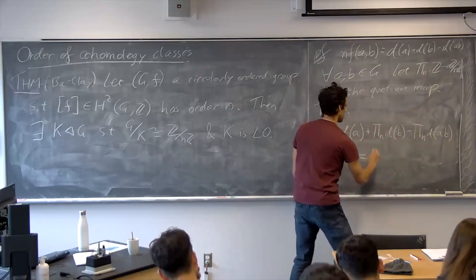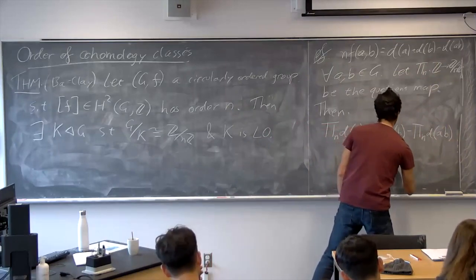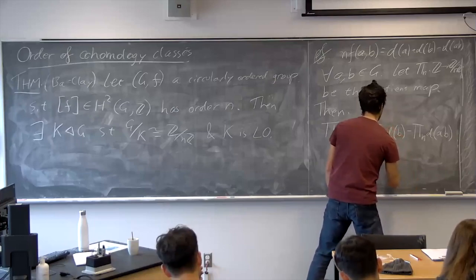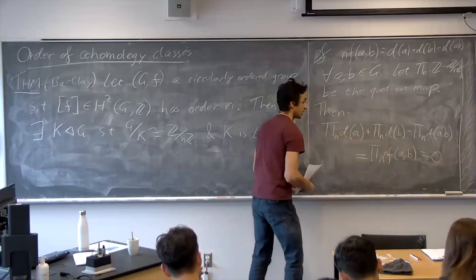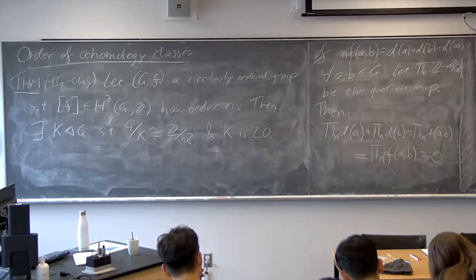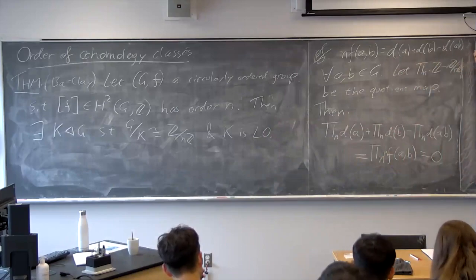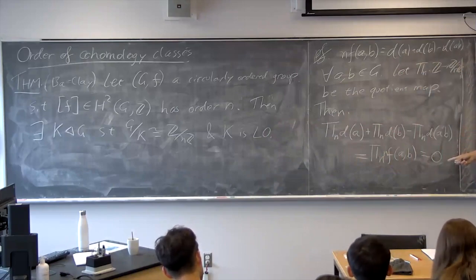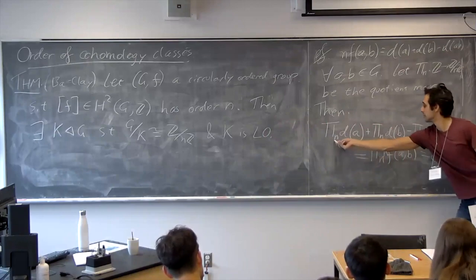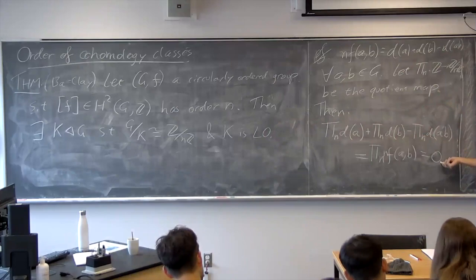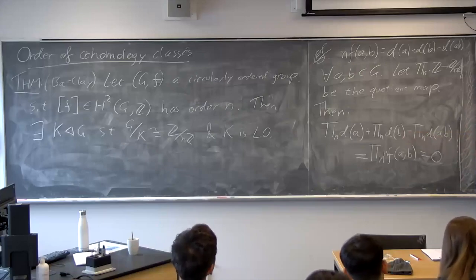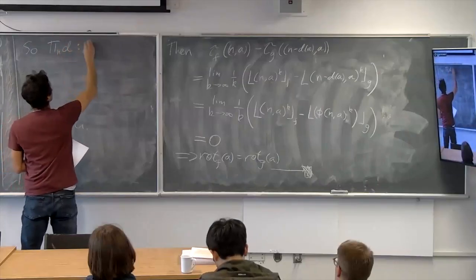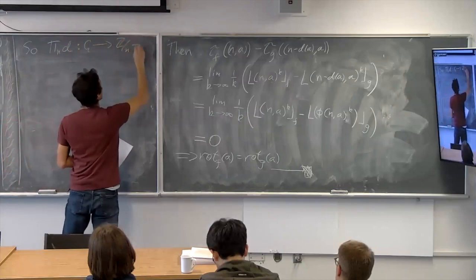Well, this is equal to pi n of n times F of AB, but this is just 0. So what we have learned is that this function D, the function D that turns n times F into a coboundary, actually gives you a homomorphism to Z mod n. This condition, being equal to 0 in Z mod n, exactly tells you that pi n D from G to Z mod nZ is a homomorphism.